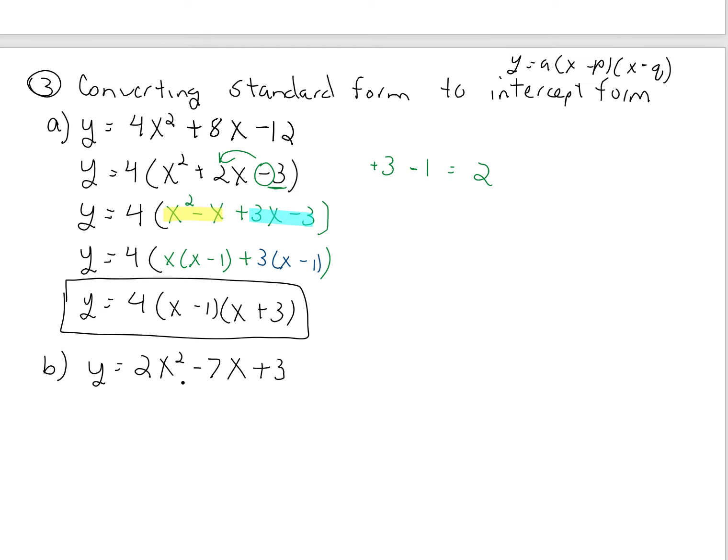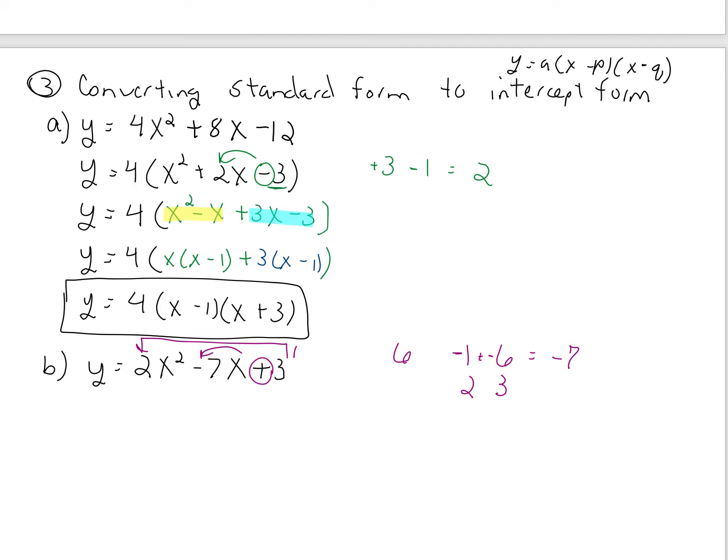I'm going to try factoring it first. Looking at this, I know I multiply my outside numbers together, and that's 6. So I list all the factors of 6. That's 1 times 6 and 2 times 3. And I want to know the ones that add to equal a negative 7. Well, that'd be a negative 1 plus a negative 6, which will give me a negative 7.